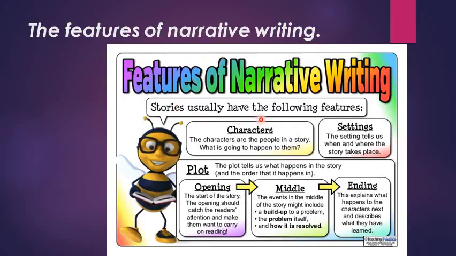So stories usually have the following features. In any story you are going to write, you have 5 features, as you see. The first thing is characters. What are the characters? Characters are the persons that you have. You are going to talk about the people who make the actions in this story. This is number 1. Number 2, the settings. What does settings mean? Settings, it's not in the mobile phone actually.